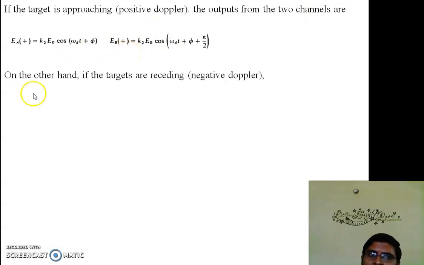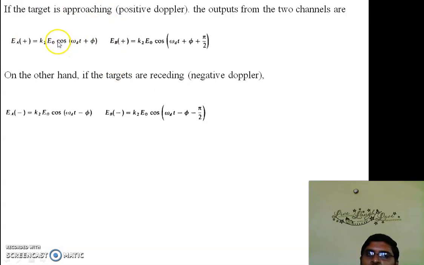Next, on the other hand, if the target is receding from the radar, that is a negative Doppler shift. Here this is minus. If you take that minus, and cos of minus is minus, then this becomes minus. So now in the negative case this is minus. If you take that minus outside, this and this become minus.